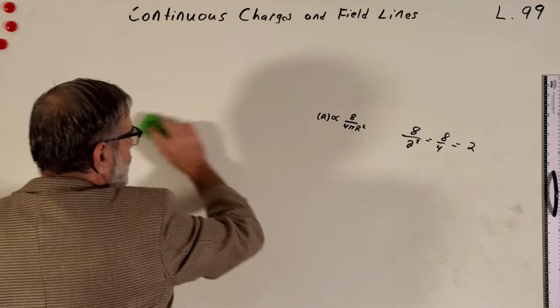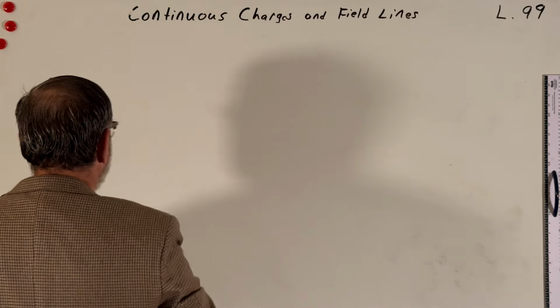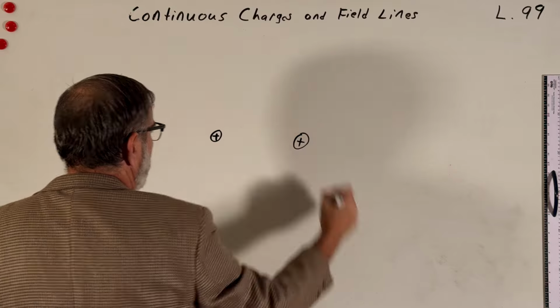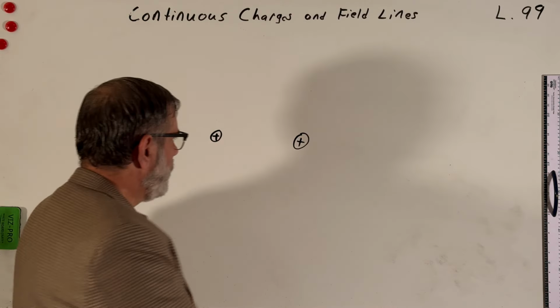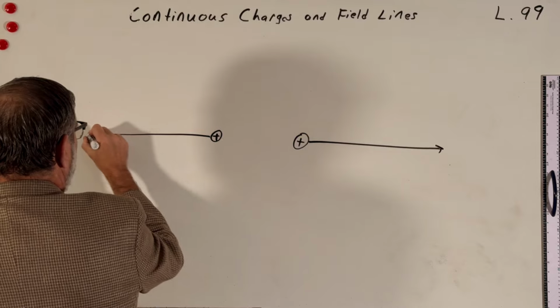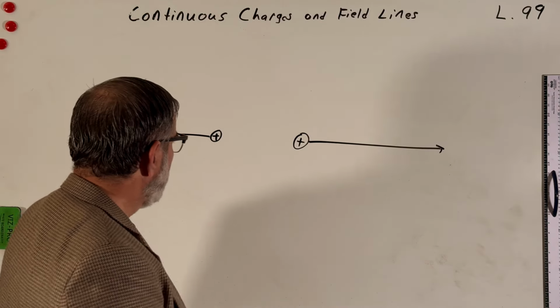Because here I only had 1 charge. What if I have 2 charges, right? Let me put a positive charge here, and I'll put another positive charge here. Out in this direction, it's not a problem, right? Here's a field line going out. Here's a field line going out, yes? But what about this way?